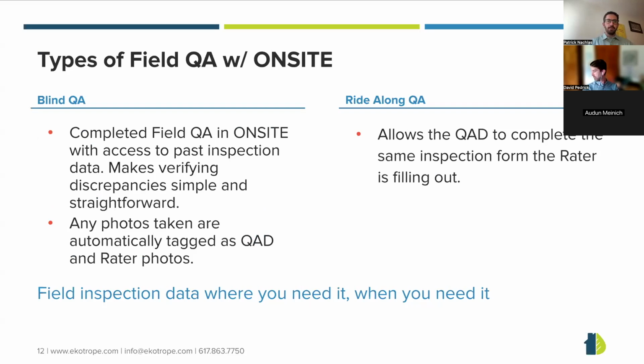So blind QA, ride along QA. With blind QA, we would be able to pull in information from the energy model into the inspection checklist. So while you're there replicating that inspection, you're able to see right there at your fingertips what the inspector saw or came away with. And with ride along QA, you'd be able to complete the exact same checklist that they're using.